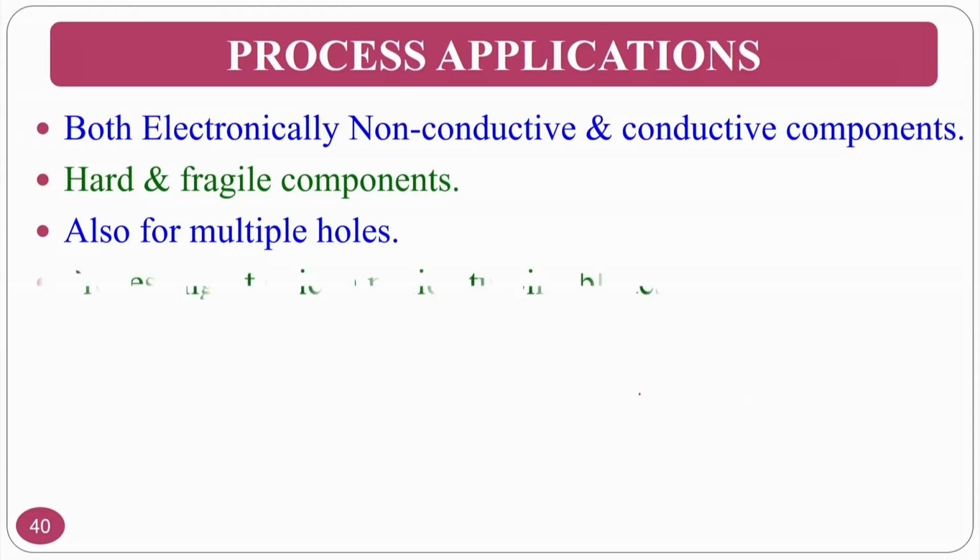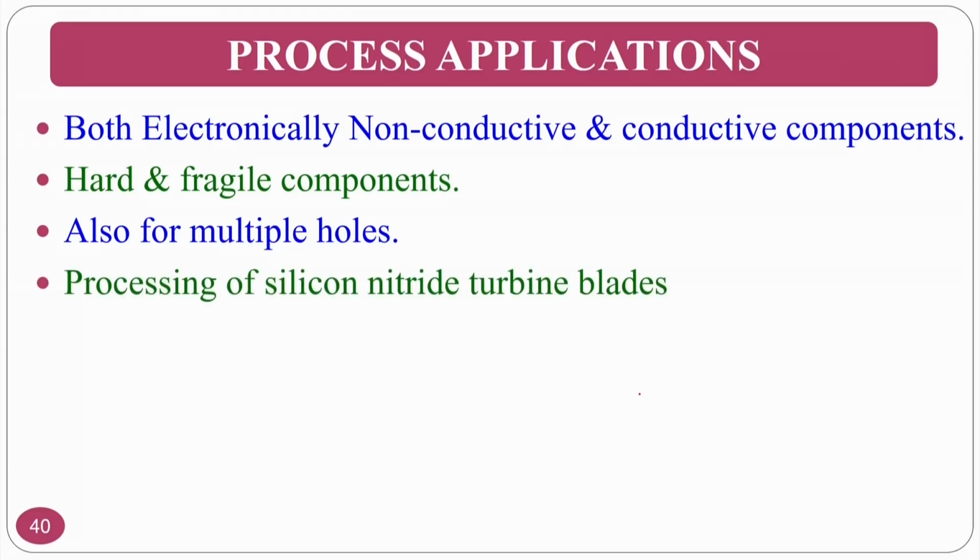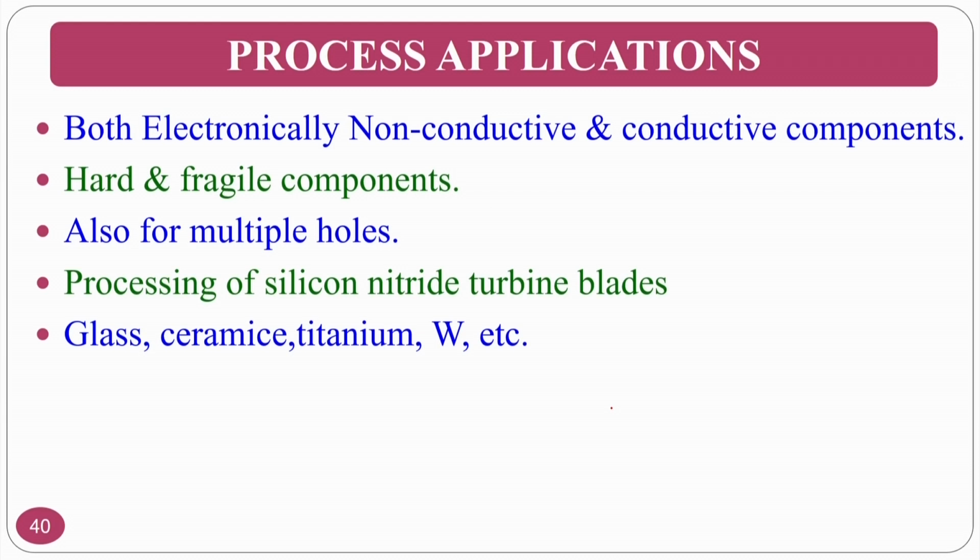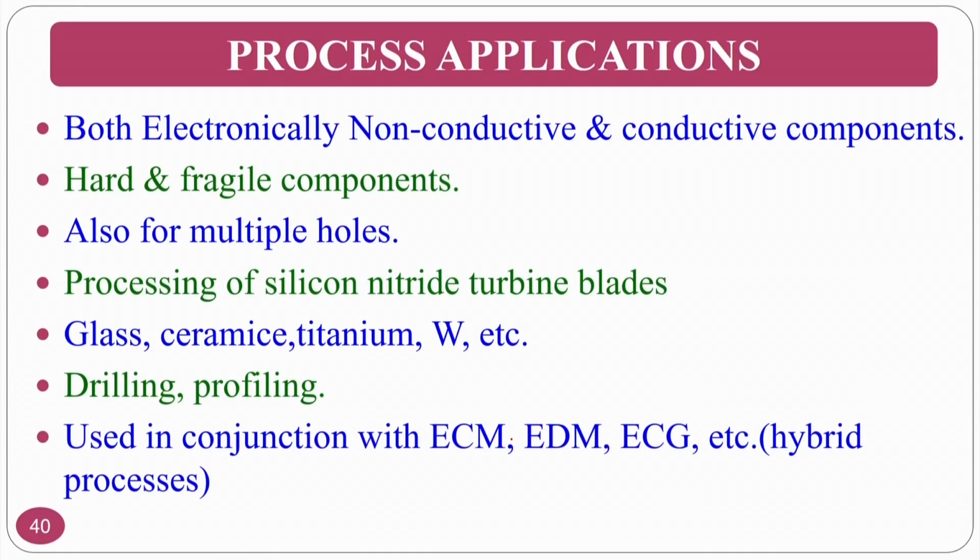Also for multiple holes, for example, you will see in the upcoming slides. Processing of silicon nitride turbine blades can be done by this particular process. Glass, ceramics, titanium, and tungsten workpieces can be done. Drilling and profiling is possible. You can use it in conjunction with electrochemical machining, EDM, ECG and other things. Normally ultrasonic assisted electric discharge machining and ultrasonic assisted electrochemical grinding. These are some of the hybrid processes.